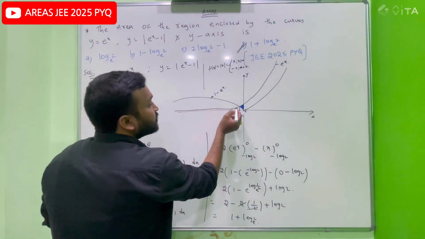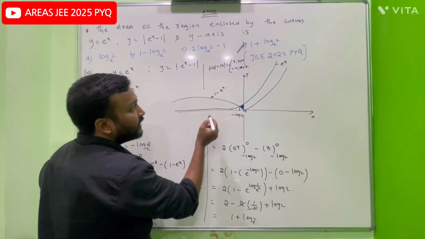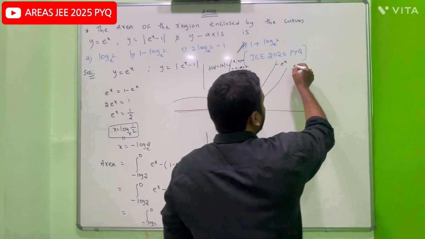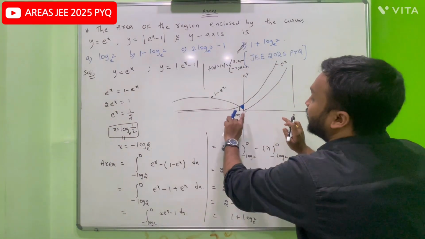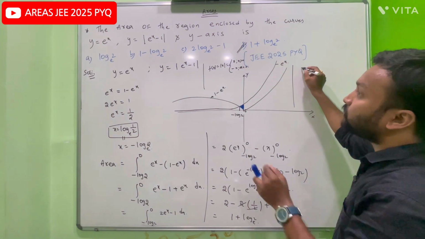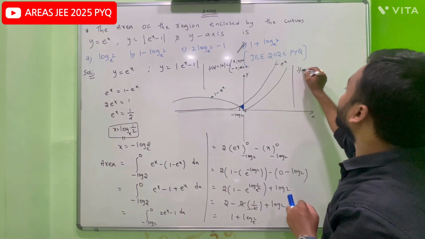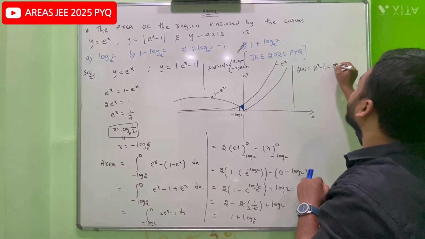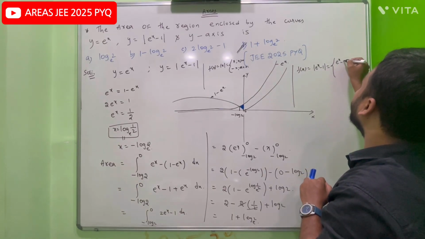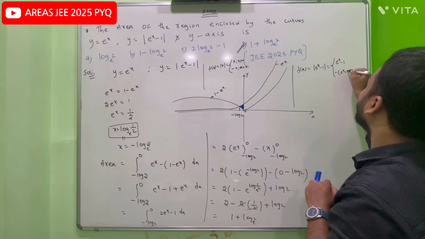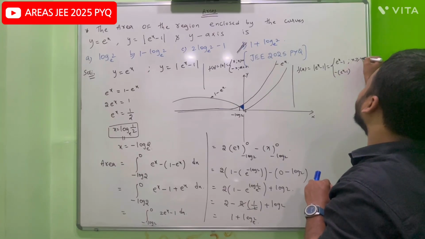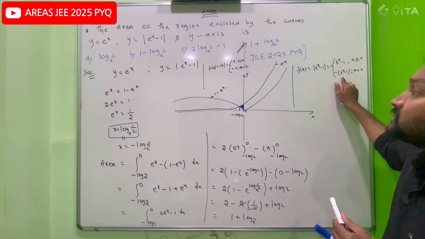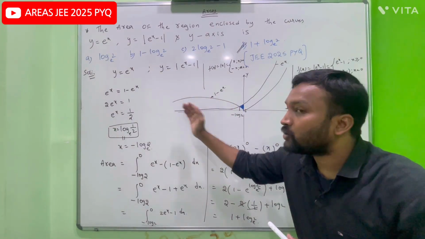What I did here: this is 1 minus e power x. Why is it 1 minus e power x? This is a modulus, so I will explain once again. What is the function given here? f of x is equal to the modulus of e power x minus 1, which is e power x minus 1 where x is greater than or equal to 0, otherwise minus of (e power x minus 1) where x is less than 0.